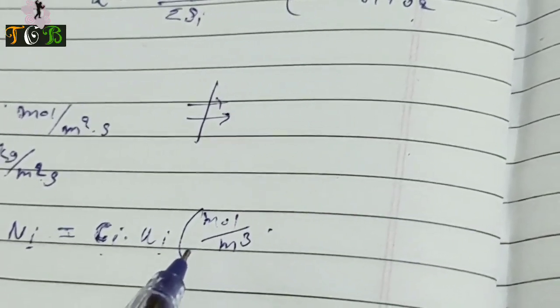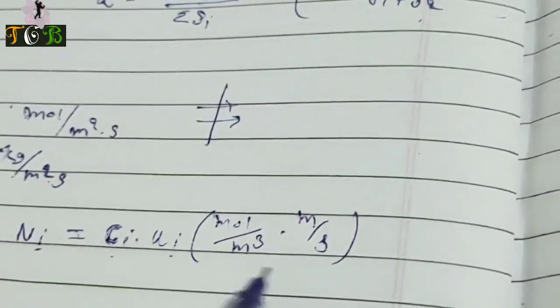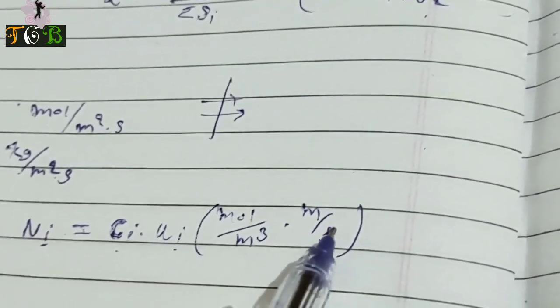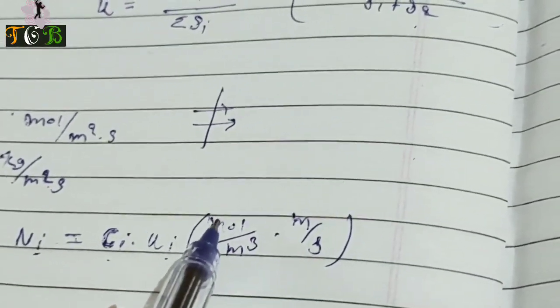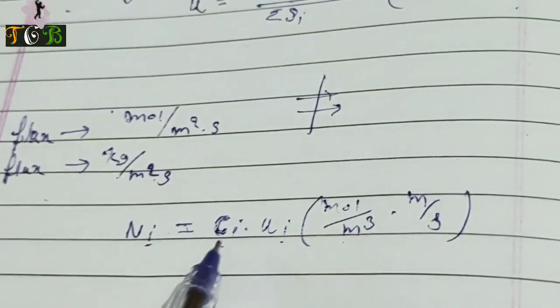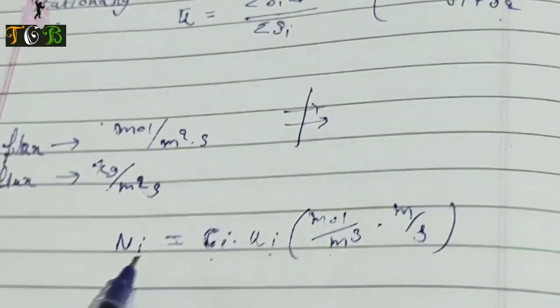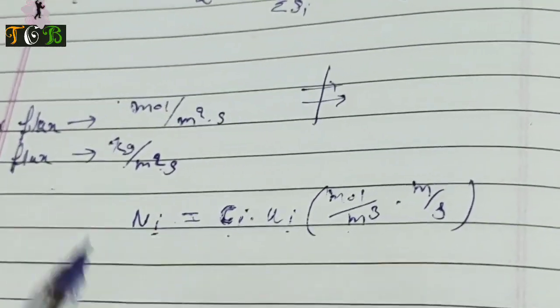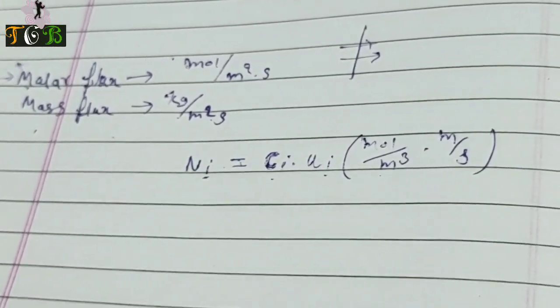Let's look at its units. It's mole per meter cube for Ci, because that's how we define Ci, and meter per second for ui. If you look at it, the meters cancel out, and it becomes mole per meter square per second, which is the unit of flux. So it's true. Remember that whenever you have Ci into ui, it will be the flux Ni of the ith component. It is easy. Okay, now we will move on.